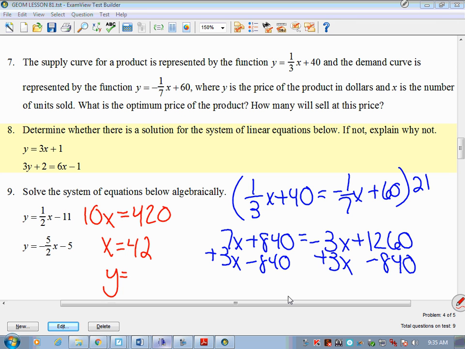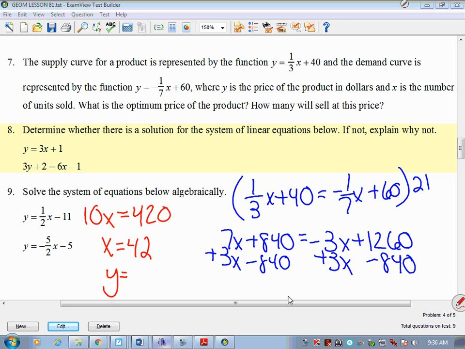How do I solve for y? Plug it in. Does it matter which side I plug it into? I'd probably plug it into the 7x plus 840. That way I don't have to worry about missing that -3. What's 7 times 42 plus 840? Let's see. 1,000. Hold on. I'm trying to figure out how I ended up with a smaller number here. Let's try this with our original equation.